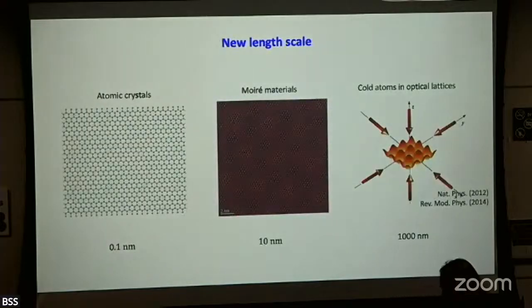So this moiré material introduces a new length scale. It's somewhere between the real atomic crystal and the cold atom optical lattices. And this new length scale gives us a new platform to pursue different physical phenomena.